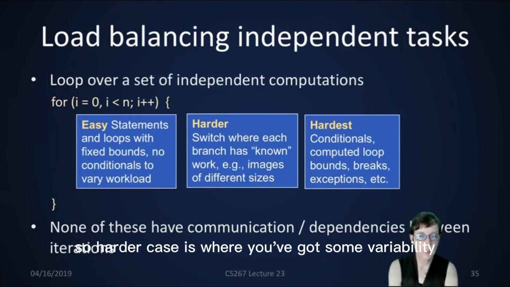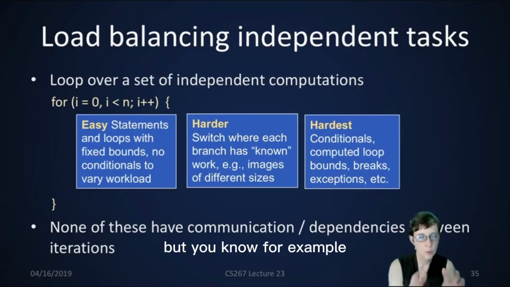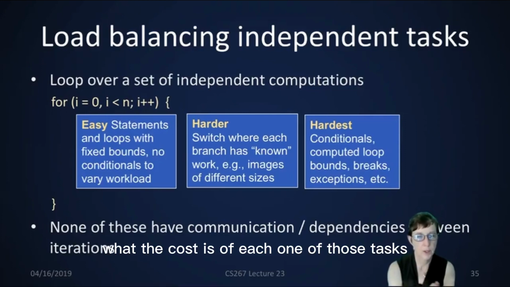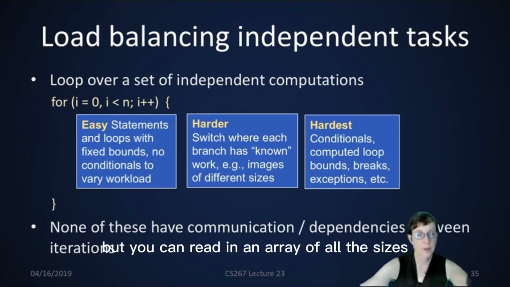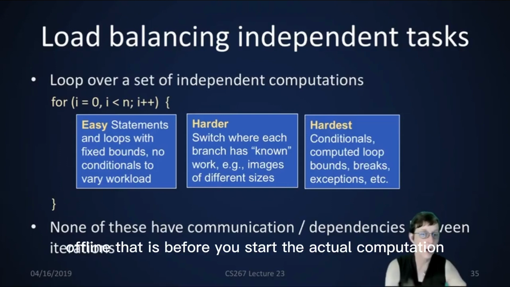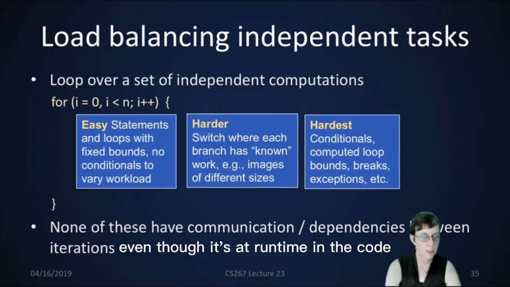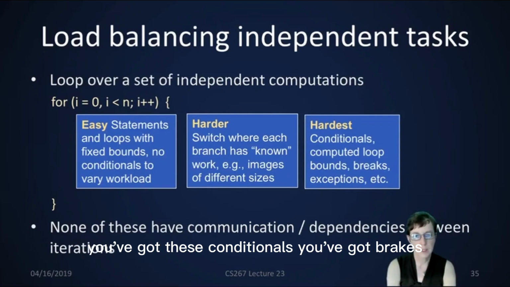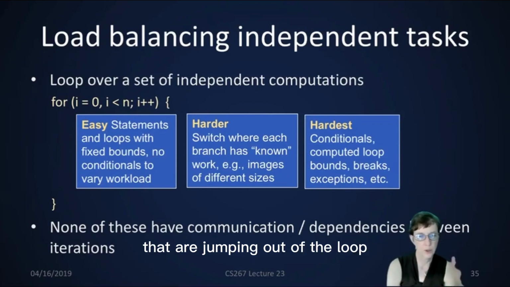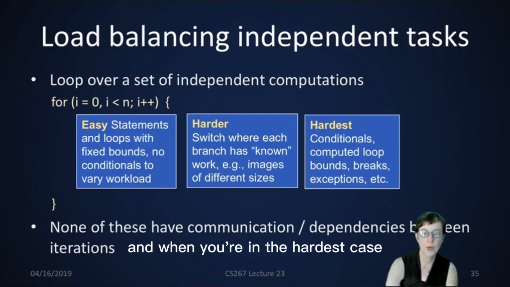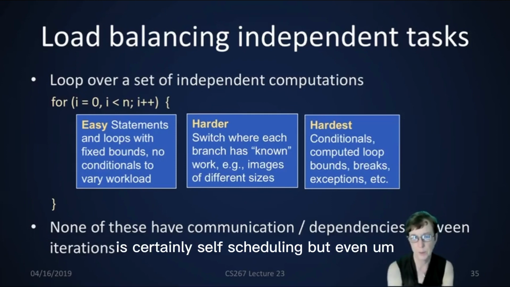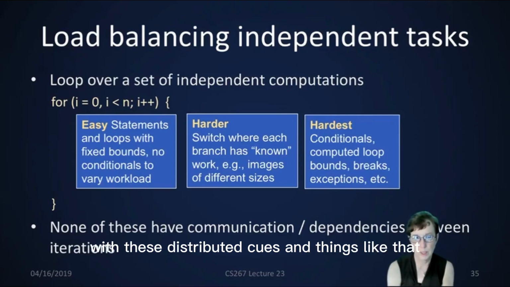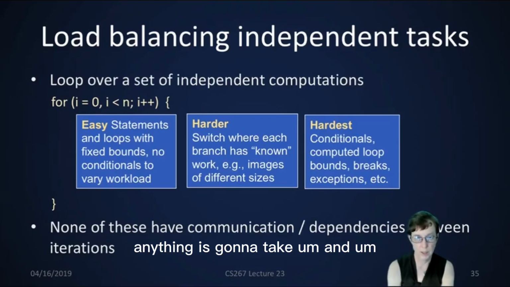The harder case is where you've got some variability, but you know, for example, what the cost is of each one of those tasks. So we talked about that one. You can do things like sort it. For example, maybe you've got an iteration going over a bunch of images with different sizes, but you can read in an array of all the sizes, then you can figure out how to load balance that offline, that is before you start the actual computation, even though it's at runtime in the code. And the hardest case is where you've got conditionals, breaks, loop bounds, exceptions, whatever, that are jumping out of the loop. That is going to make it very hard to load balance. And when you're in the hardest case, that's when you resort to work stealing, certainly self-scheduling, but even some kind of work stealing with these distributed queues, because you just have no information about how long anything is going to take.